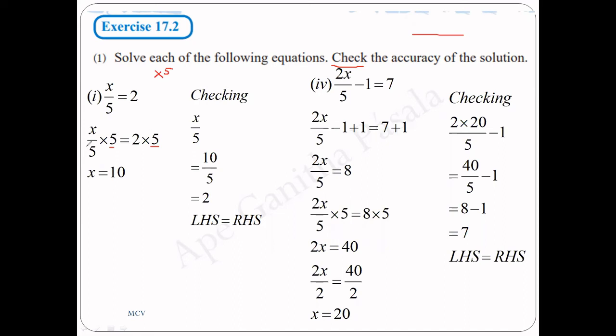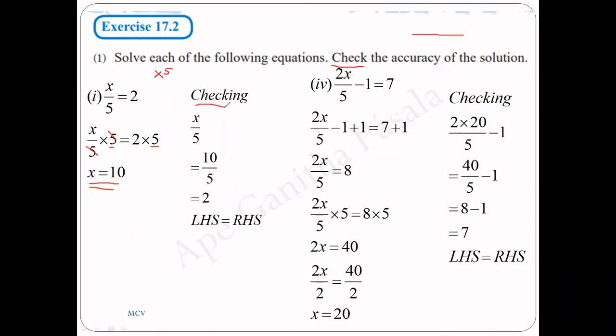Now you cancel this 5 with this 5. This is in the denominator and this is in the numerator. You know you can cut numerator and denominator, so you can cancel out. Now x remains in the left hand side. Right hand side, 2 multiplied by 5 is 10. So what is the solution? Solution is x equals 10.